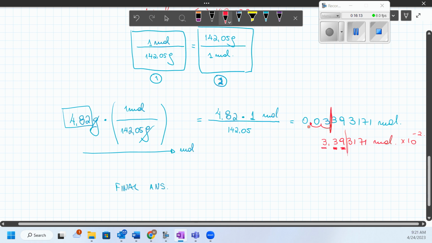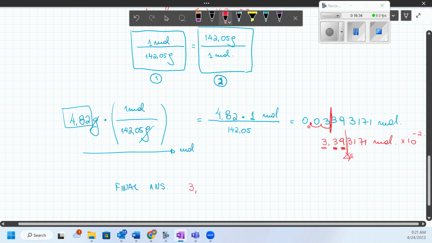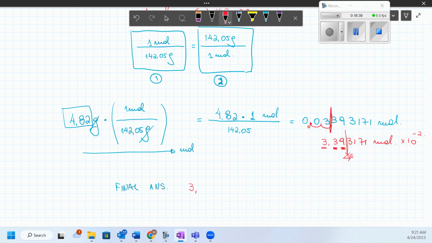So we'll stop here. As we stop here, we take a look at the following digit. The digit that we stop at will stay as it is. It will not be rounded up or rounded down, because there is no such thing, as 3.39 times 10 to the power of -2 moles.